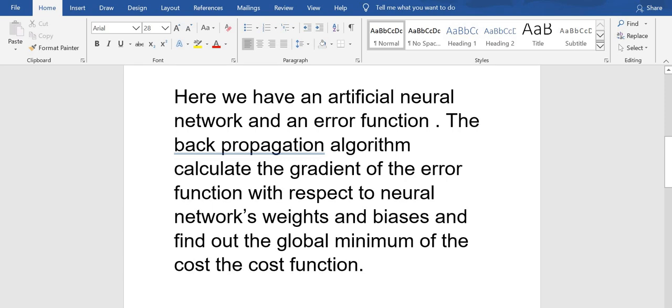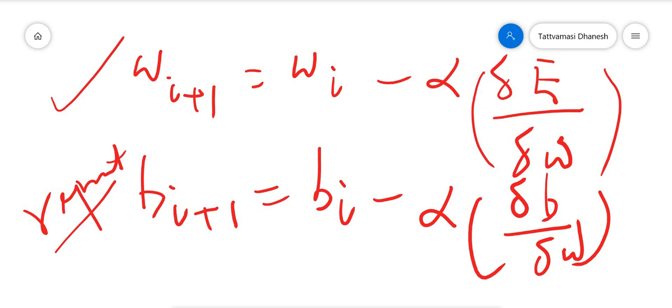That's all. So the back propagation algorithm calculates the gradient of the error function with respect to the neural network's weights and biases, and finds the global minimum of the cost function. This sentence is really important. The back propagation algorithm calculates the gradient of the error function with respect to the neural network's weights and biases, and finds the global minimum of the cost function. This is the derivative dou E by dou W and dou E by dou B, and we will calculate the updated weight and updated bias.